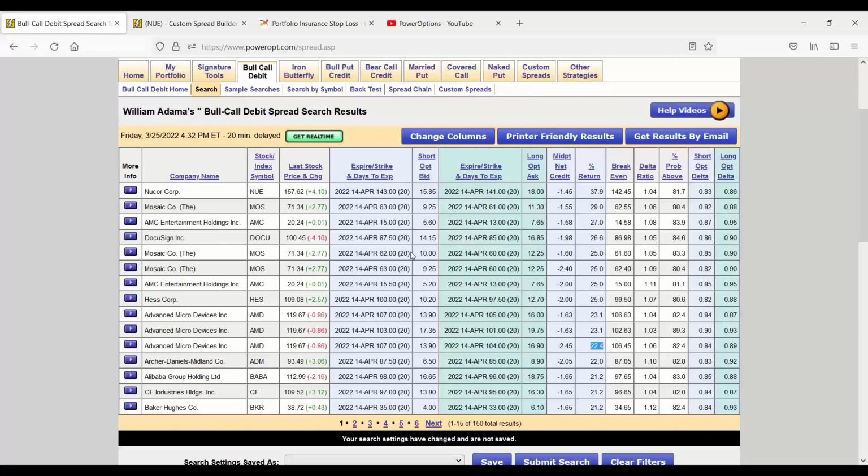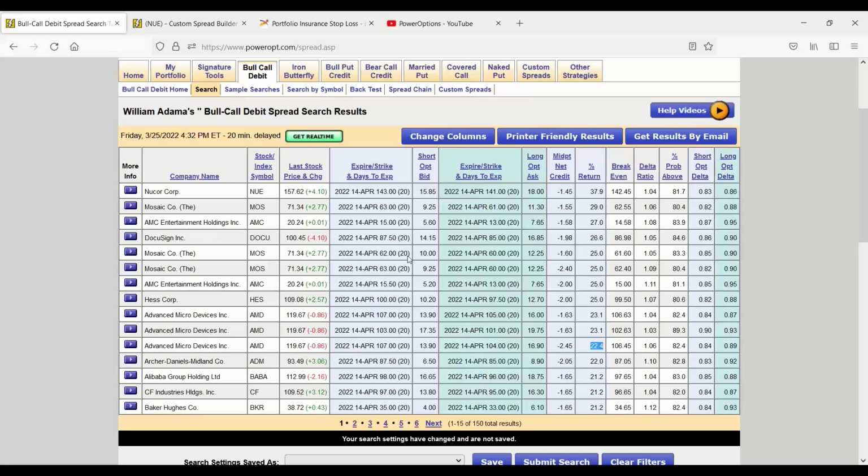This is one way to approach it. This is one way to do the Bull Call Debit Spread. We saw the weekly default search, same idea. It's starting out looking for bullish stocks, shorter term, good probability above, with those other criteria and avoiding earnings between now and expiration. The initial values is a monthly Bull Call Debit Spread screen.